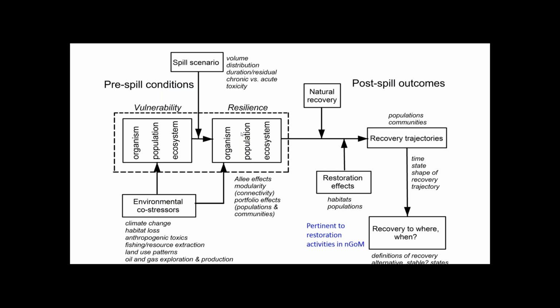The portfolio effect is where you have multiple populations that basically contribute to a larger population. A good example is Pacific salmon, where you've got a number of riverine populations that represent the portfolio that contribute to a larger entity. And then the post-spill outcomes are really where we're at in terms of recovery.